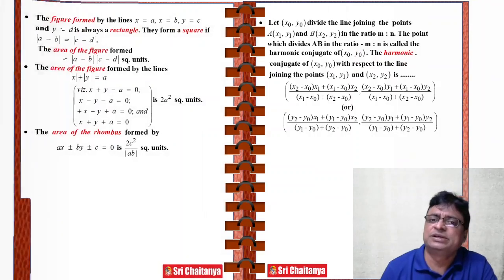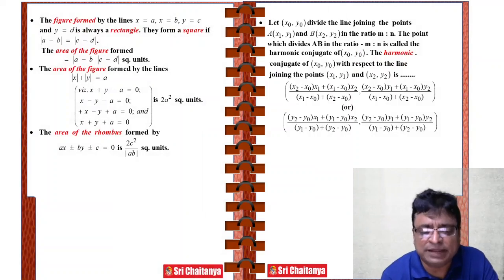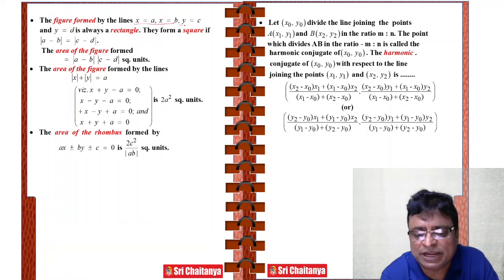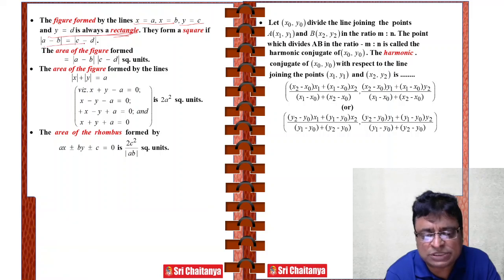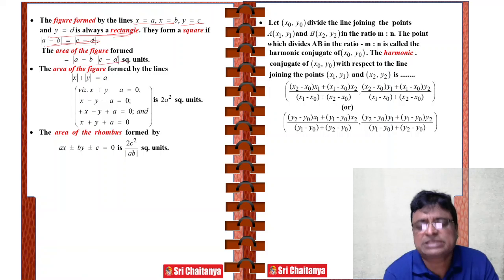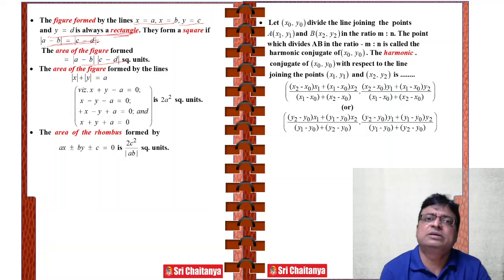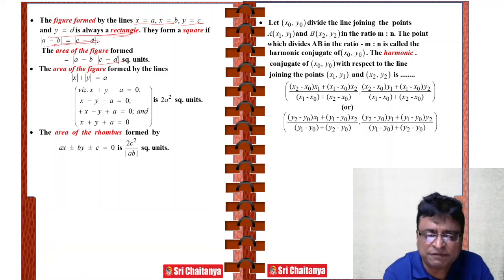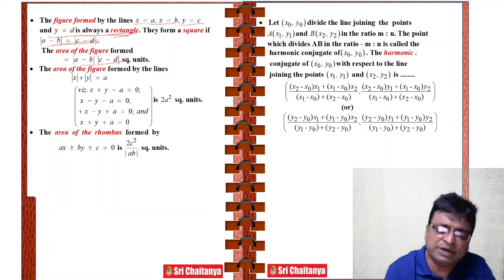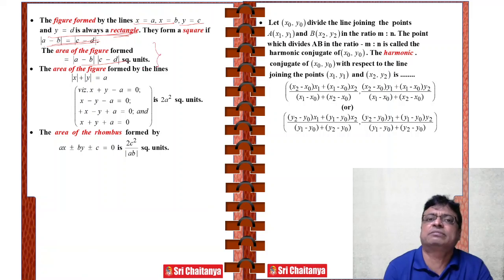Okay, my friends. Now, coming to the figure formed by the lines x equal to a, x equal to b, y equal to c and y equal to d, it is always what? A rectangle. They form a square only if this condition holds good. And the area of the figure is mod of (a minus b) into mod of (c minus d), whether it is a rectangle or a square. Whatever it may be, this is the area of that figure.